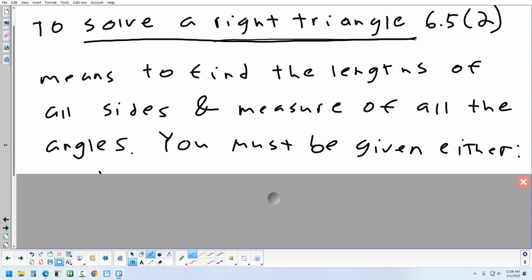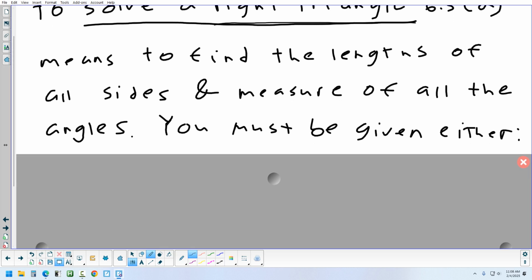So we already know in every problem we have a 90. So now there's 5 things left to find. Out of those 5 things, to make the problem solvable, I need to give you 2. As long as I tell you 2, you can figure out everything else.